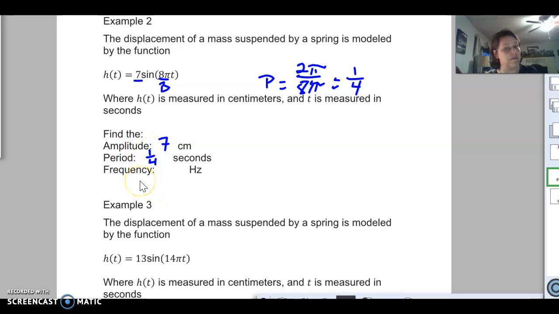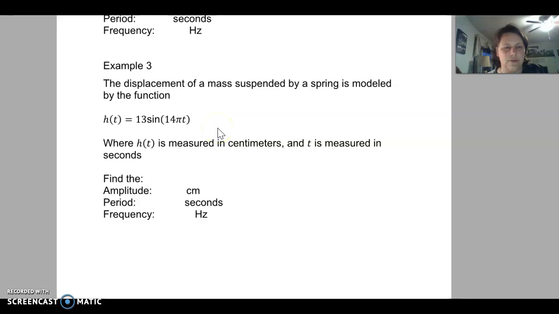And then what we learned about frequency today is that frequency is the reciprocal of period. So if period is 1/4, then frequency is 4. And then we will look at example number 3, and then that's the last one for today. Example number 3, well, it is exactly the same as example number 2, just different numbers.